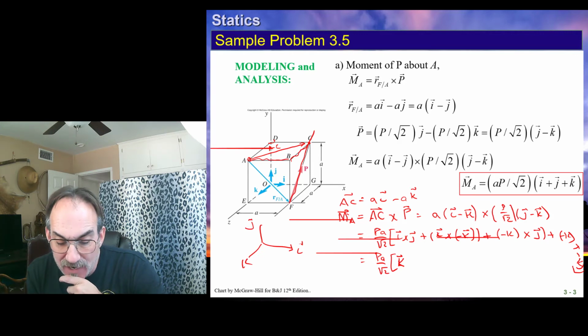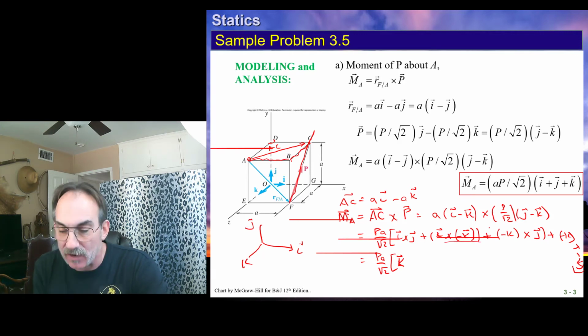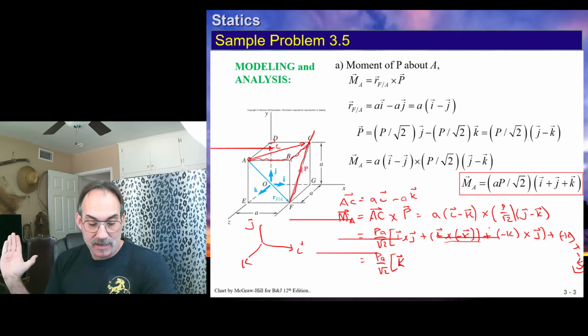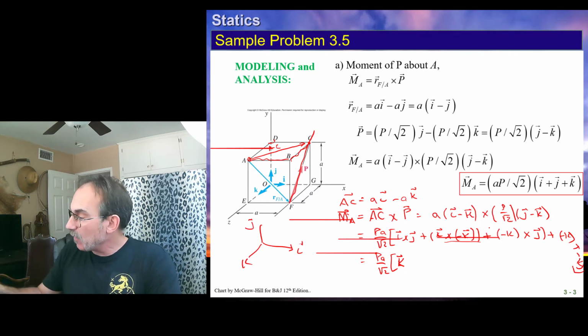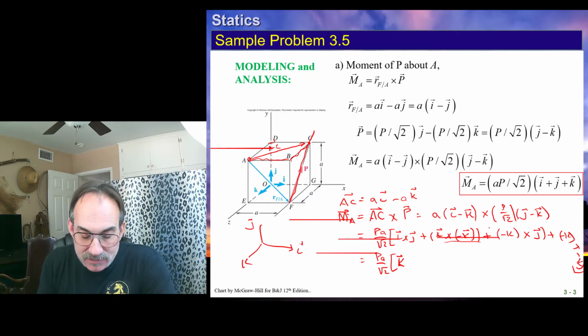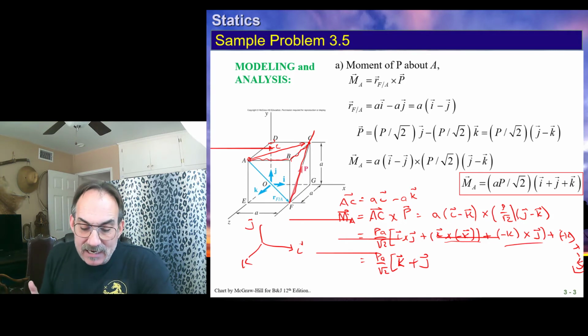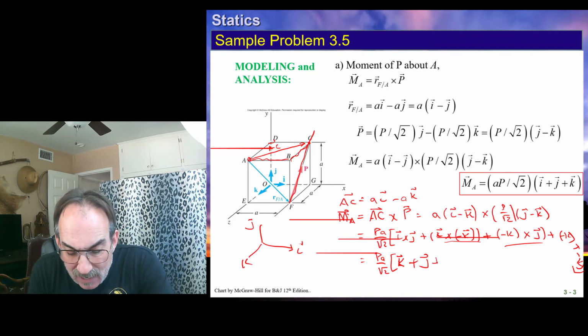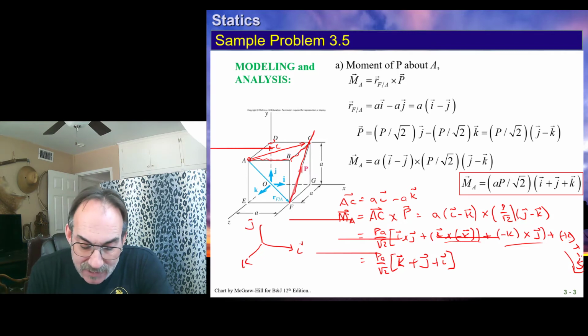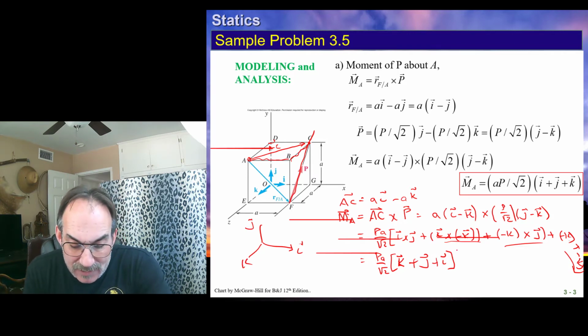Let's see, I cross with J, then I cross with negative K. This term is I cross with negative K, so we got I cross with negative K, which is a positive J, plus J. Our next term here, we've got a negative K crossed with a positive J, and that's going to be an I. And then this last term, K crossed with K is 0. So actually we find out that this moment is the same as we did before.